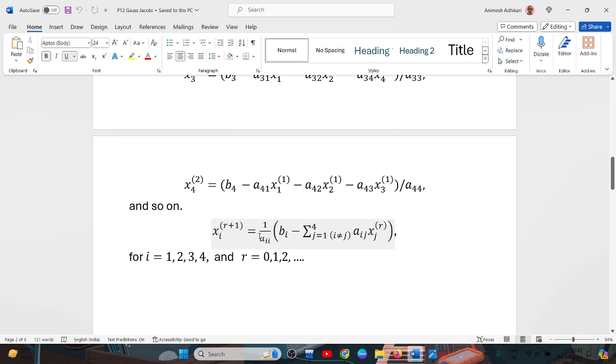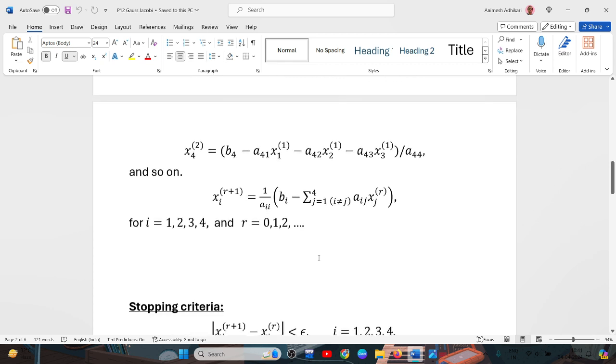This equals 1 by aii, bracket bi minus the summation over j from 1 to 4, because here the coefficient matrix is of order 4, with j not equal to i, of aij xj^(r), that is the value of xj from the previous step, the rth step. Here i runs from 1, 2, 3, 4, because we have 4 equations and 4 unknowns, and r is the number of steps 0, 1, 2, and so on.